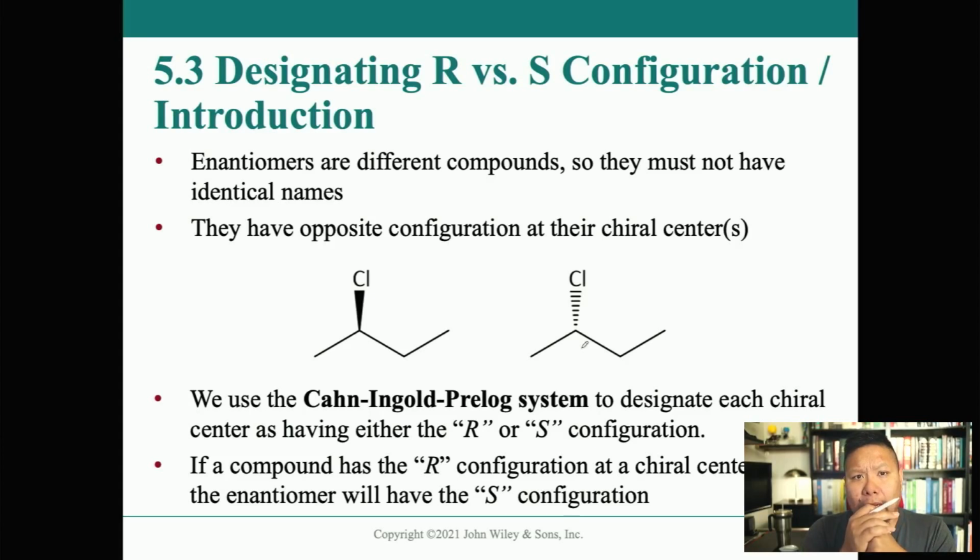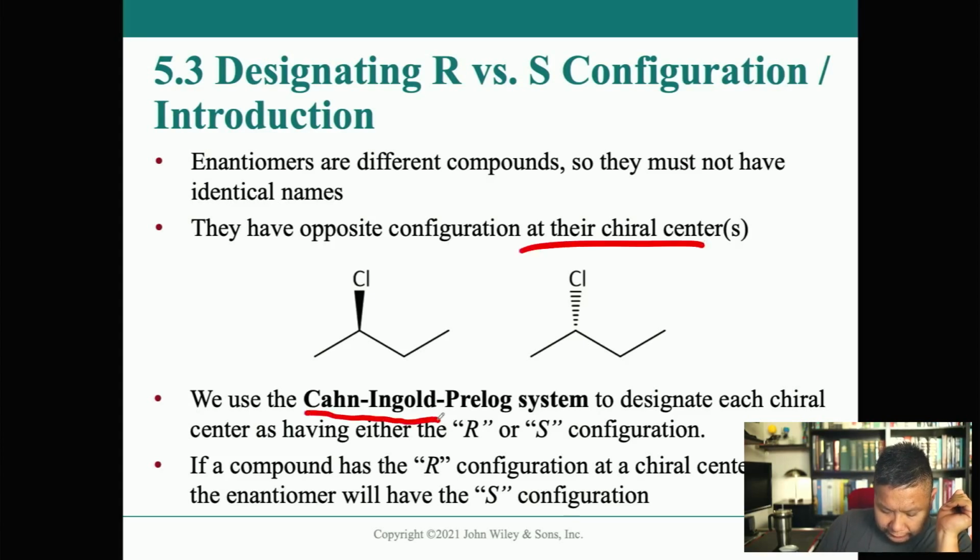They have opposite configuration at their chiral centers. We have to use a system called the Cahn-Ingold-Prelog system to designate either R or S configuration. There's a whole set of rules that we'll go through in just a second. But if a compound has an R configuration at its chiral center, then its enantiomer will be the S configuration. Before we go any further, you can see that these are enantiomers of each other. One is R, one is S. We'll figure out which is which in a second.